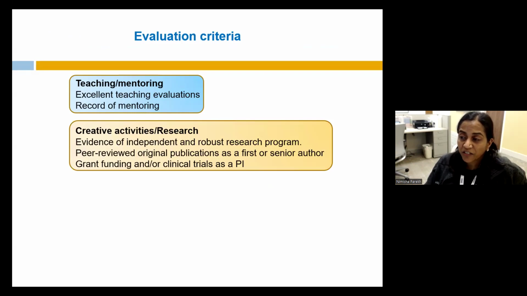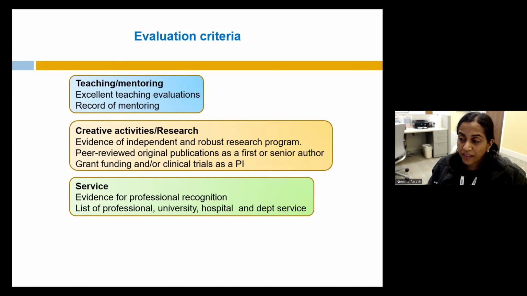For research and scholarly activity, you can have an independent, robust research program. You can have peer-reviewed articles as first or senior author, grant funding, clinical trials, case reports. So it's creative activities, and I'll go through that a little bit more in detail. Service, so that includes evidence of professional recognition. So if you are OC, Medical Association, Physician of Excellence, other types of service may be within your division, within your department, at a hospital committee, a university committee, to your professional societies, and then clinical competence.